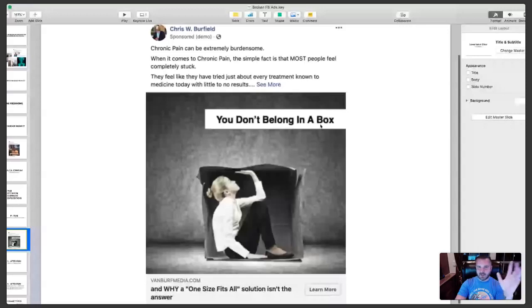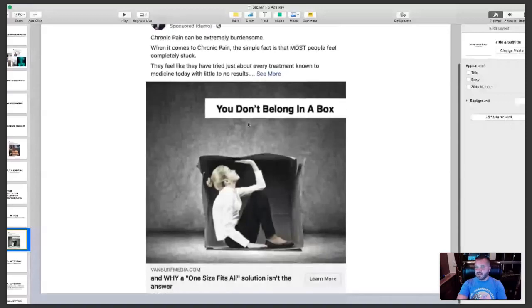First thing I'm going to think to myself is, well, what kind of box don't I belong in? And then I read down here, and while a one-size-fits-all solution isn't the answer, well, one-size-fits-all solution to what isn't the answer? And then I'm going to look up here, and I'm going to go to this: chronic pain can be extremely burdensome. If I don't have chronic pain, at this point, I'm scrolling. Right? I'm moving past it. I'm like, oh, this is for people with chronic pain. That's not me.